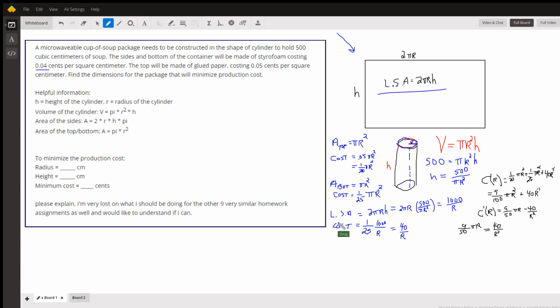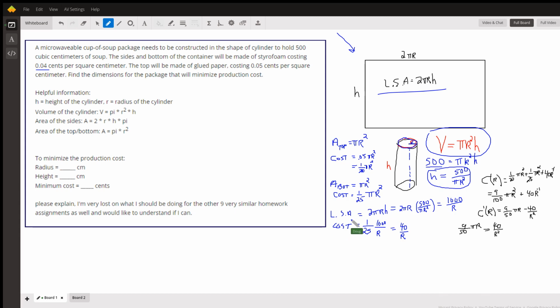Now, the lateral surface area we've seen is 2 pi r h, but we want to get the cost function in terms of one letter, probably r. That's why they gave us this piece of information right here. The volume of the cylinder is supposed to be 500 cubic centimeters. The volume of the cylinder is pi r squared h. We want the volume to be 500. That allows us to get h in terms of r. Just divide by pi r squared. So there is what h is in terms of r.